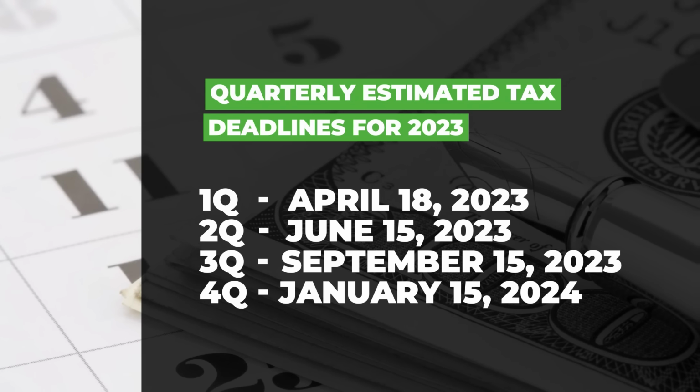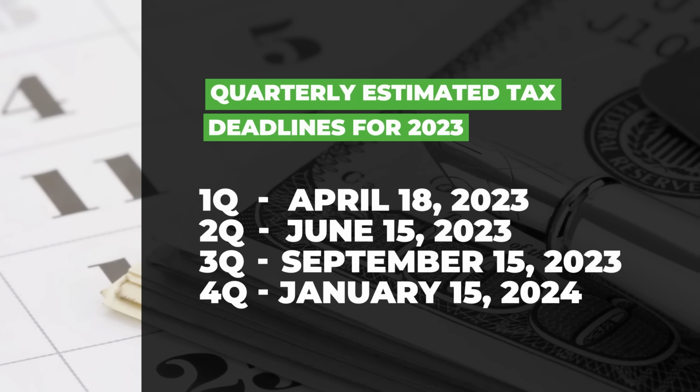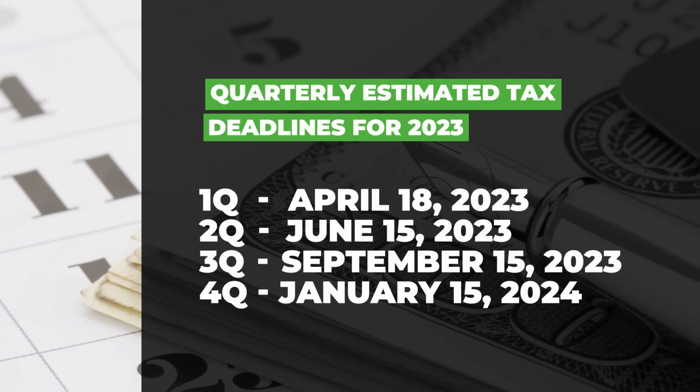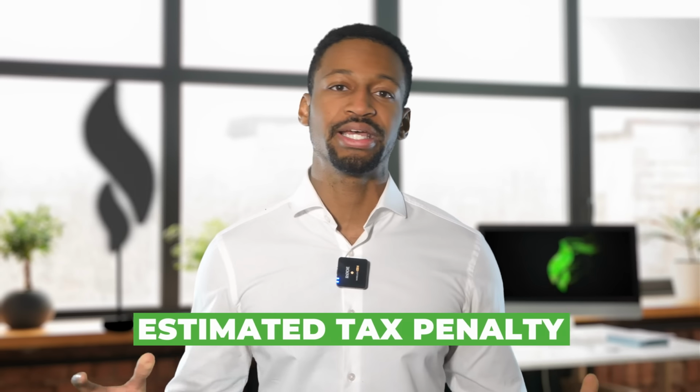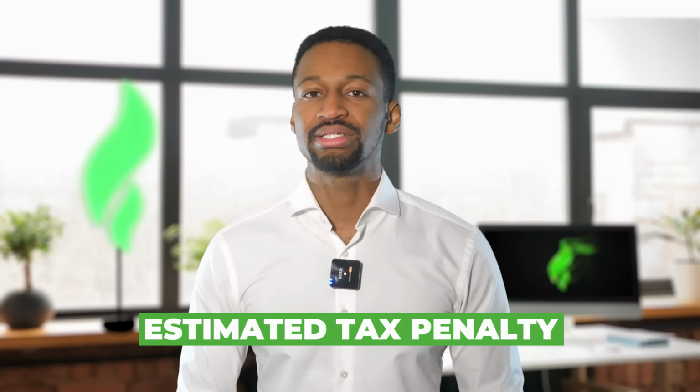Now, I also will put up on the screen the quarterly estimated tax deadlines for 2023, and as you can see, you have roughly 15 days after the typical calendar quarter ends to pay your taxes. Now, it is important to note that if you don't make quarterly tax payments, or you fail to do so on time, then you can get hit with what is called an estimated tax penalty, which is like the IRS's late fee, if you will. And this fee, along with others, can be avoided if you simply pay your taxes on time.